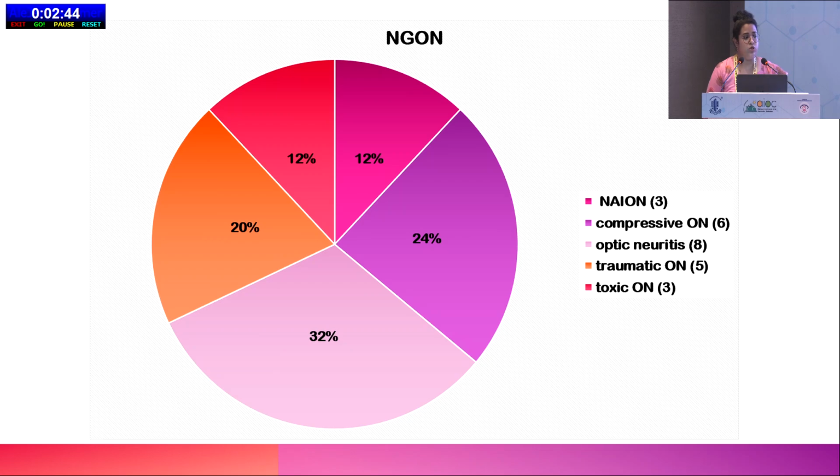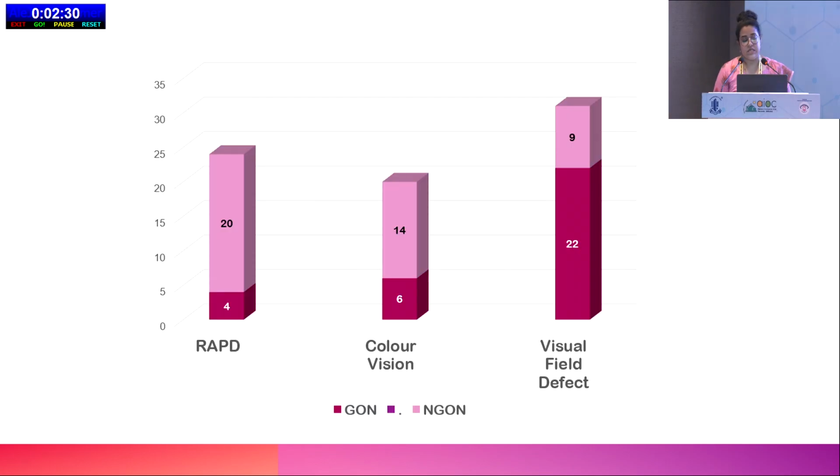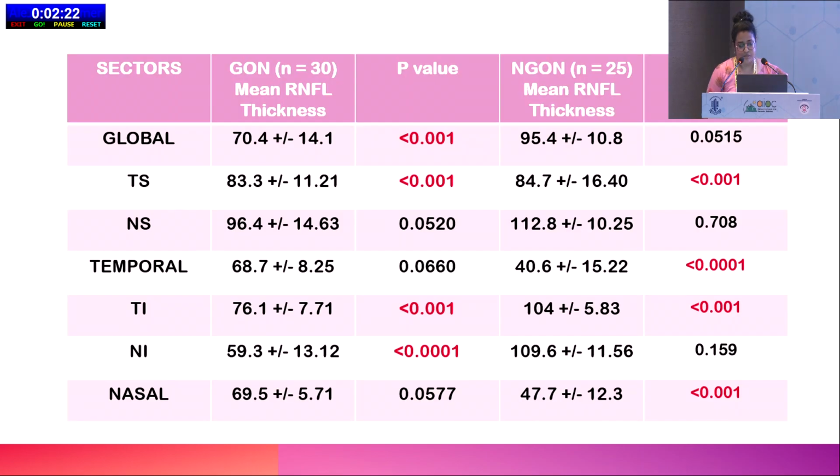Now out of all the NGON patients that we took, the maximum number belonged to the previous optic neuritis category, followed by compressive optic neuropathy, which is your malignancies, and then NAION, traumatic optic neuropathy, and toxic optic neuropathy. As we can see, RAPD and color vision defect were more prevalent in the NGON category of patients, whereas visual field defect was more common with the GON.